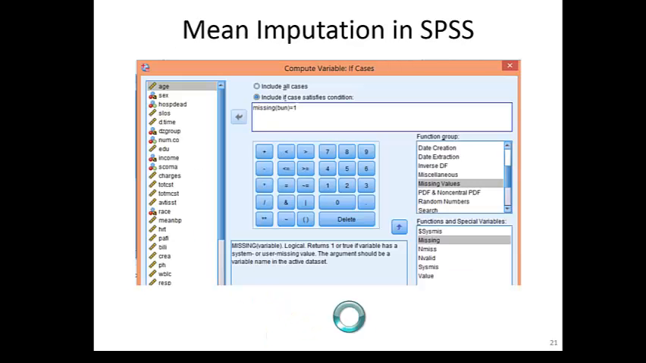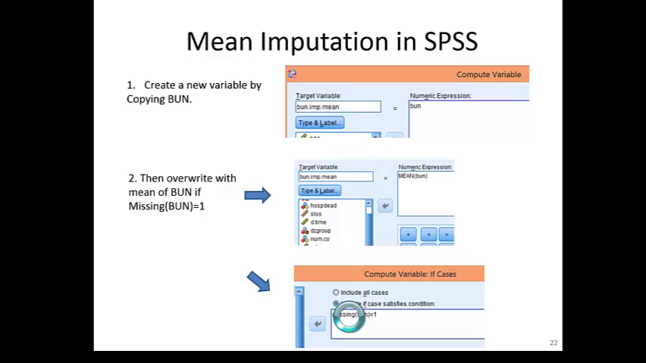Okay? So here's how you do mean imputation in SPSS. First you create a new variable by copying BUN, and then give it some meaning. And then use a condition. So if the missing BUN equals 1, this means there is a missing in BUN, and then replace with the mean of BUN. So you can easily do imputation using SPSS, although this is not recommended.